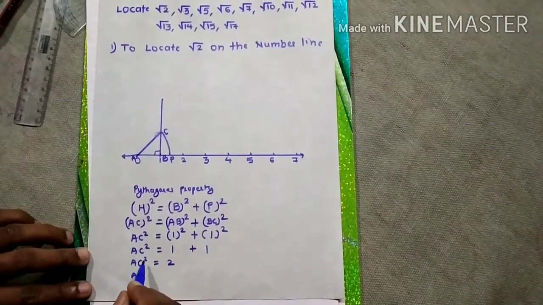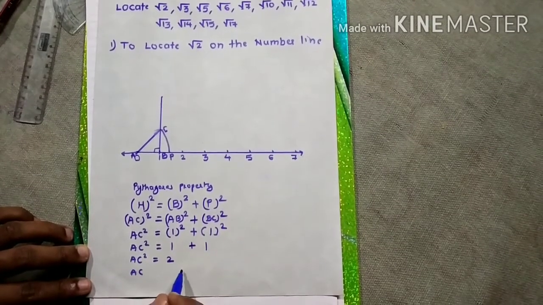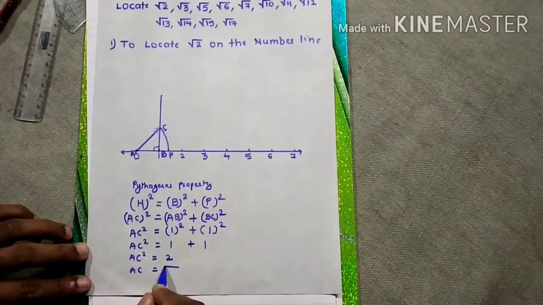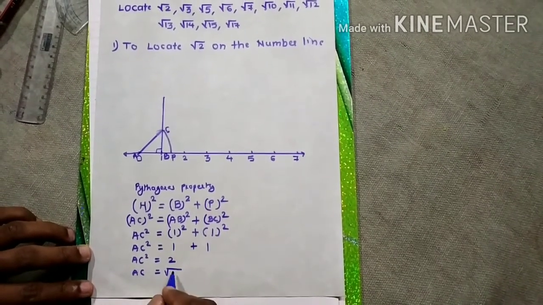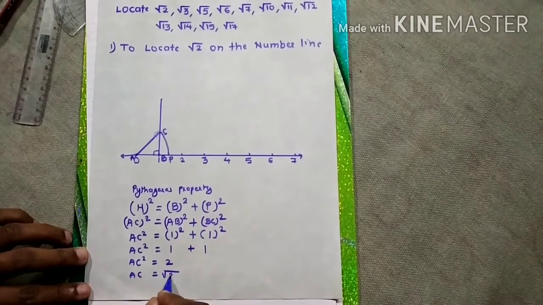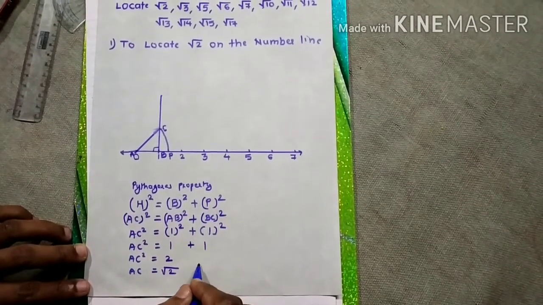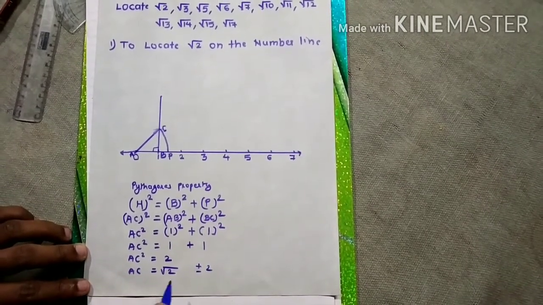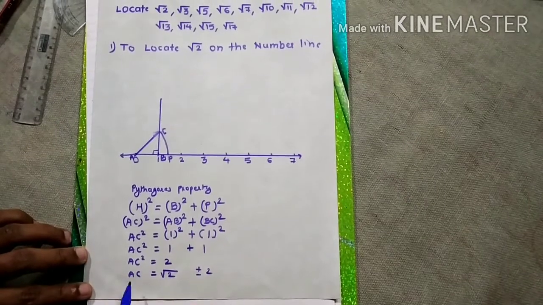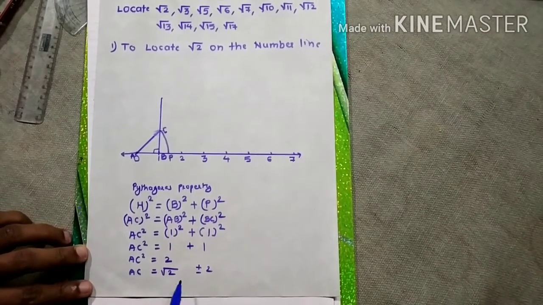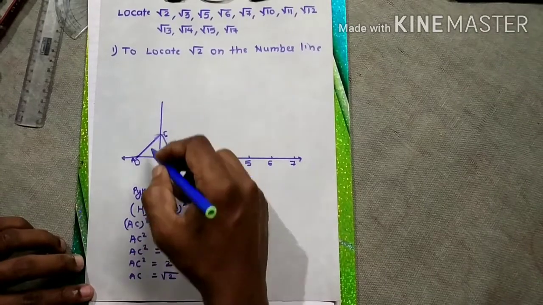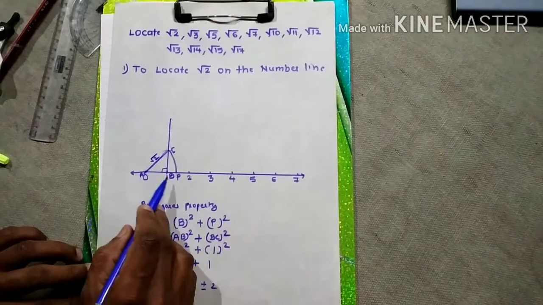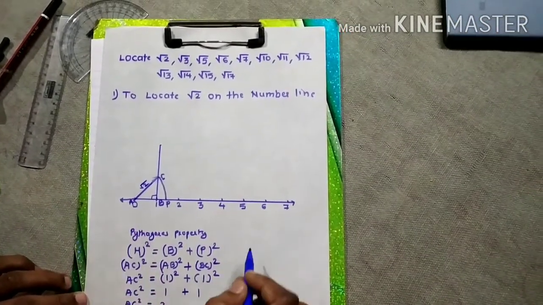Let us bring this square to the right hand side. When you bring this square to the right hand side, we get under root. So this will become root 2. Otherwise we can say plus or minus root 2. But distance cannot be negative. So therefore AC is equal to root 2. So this AC is equal to root 2. Therefore, AP is also root 2.